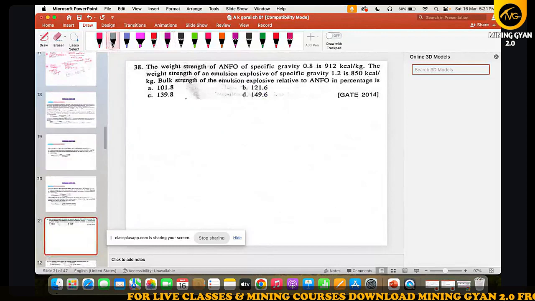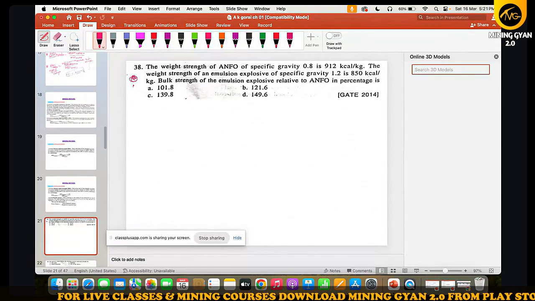ठीक है, तो ये रहा क्वेश्चन. सोल्व दिस. फॉर्मूला लगाना है, फॉर्मूला लगा के आंसर आ रहा है.